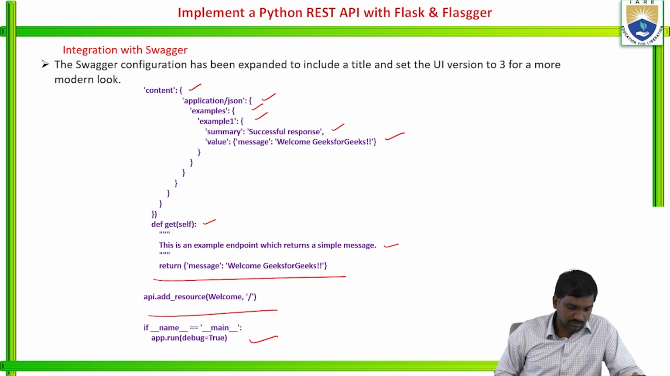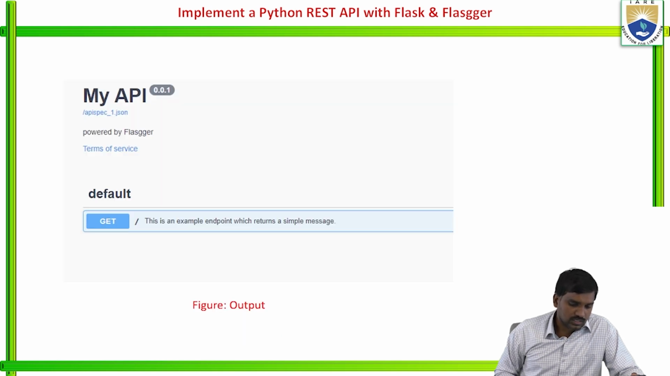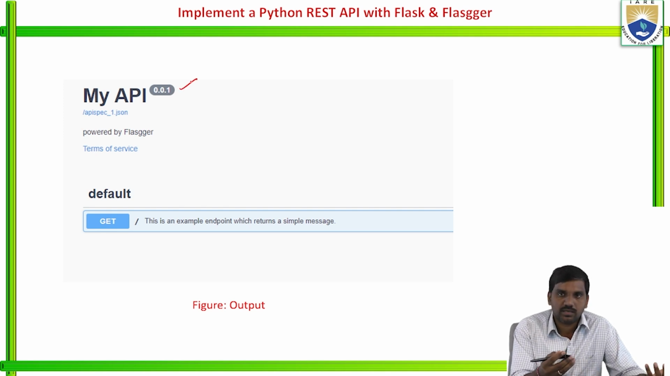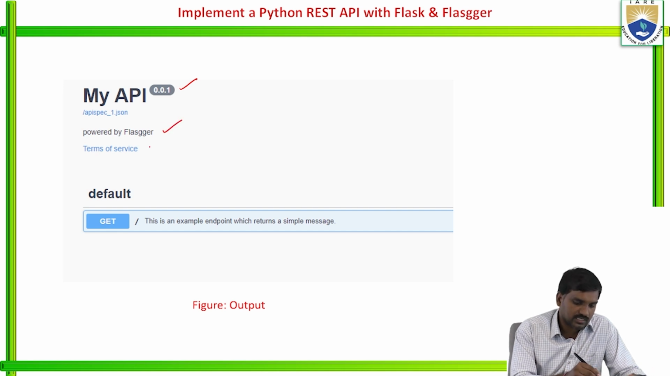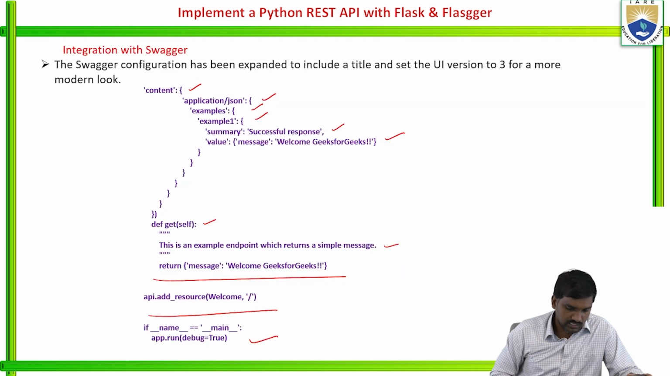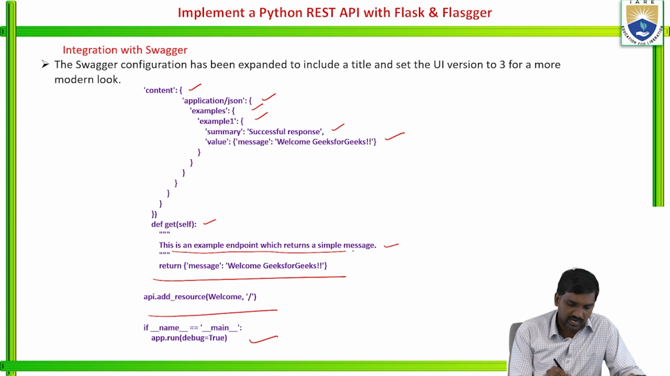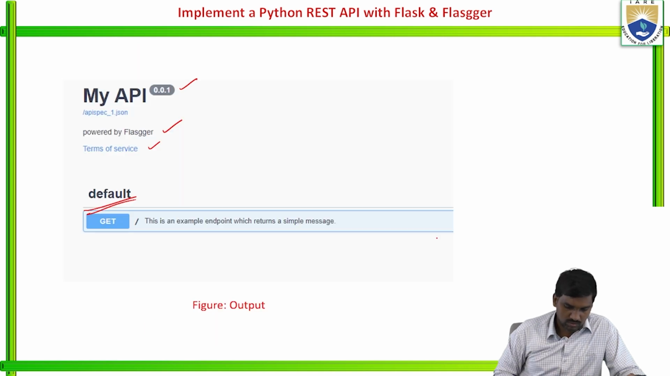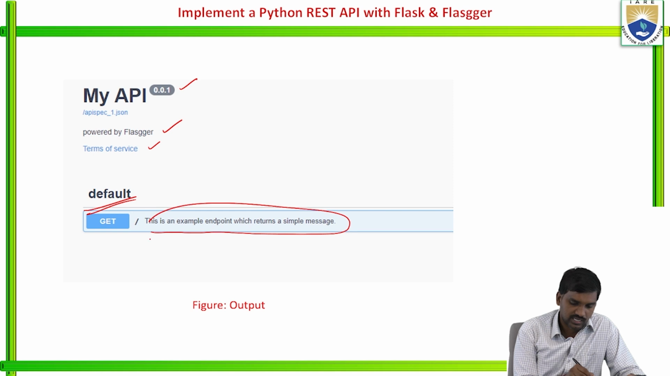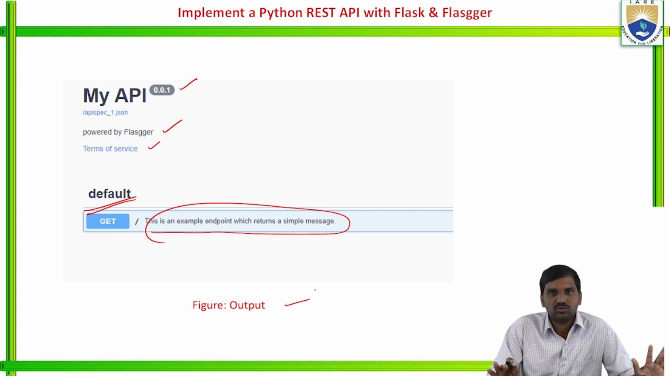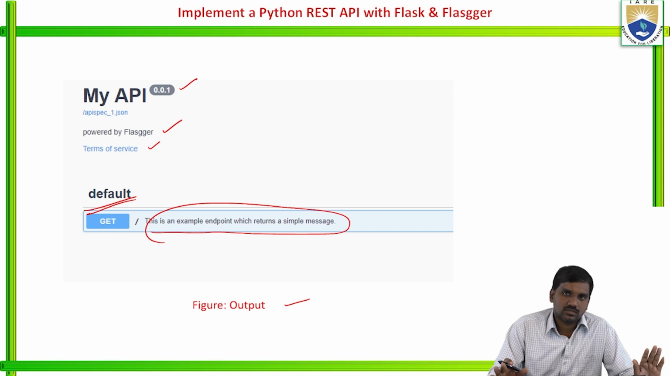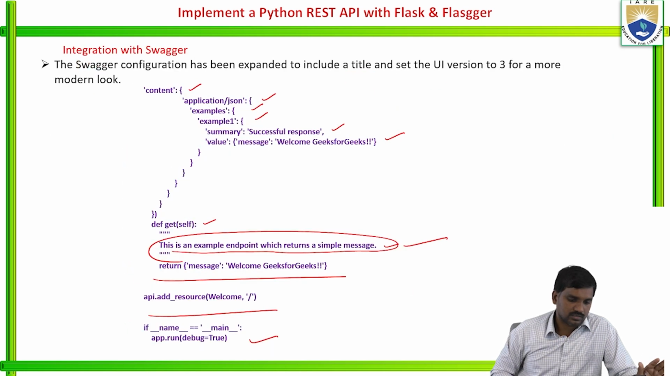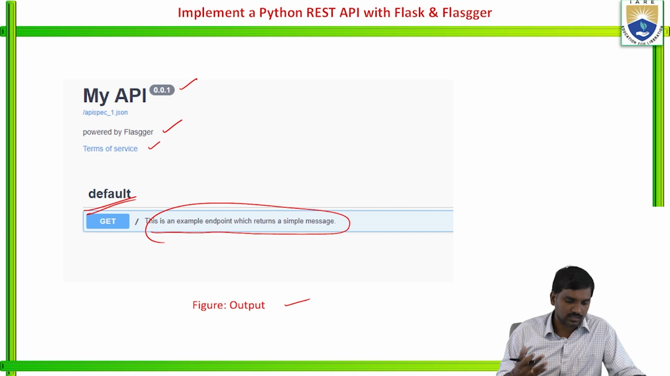Next, after debugging the program, this is the output window. It will show like that: my API, my own creation of API using Flasgger, powered by Flasgger, terms of conditions will be available. This is an example endpoint which returns a simple message. So this is the output screenshot of the first setting up environment, my own API.